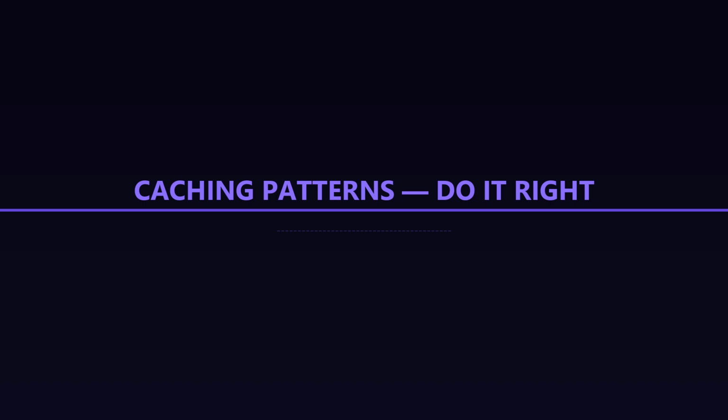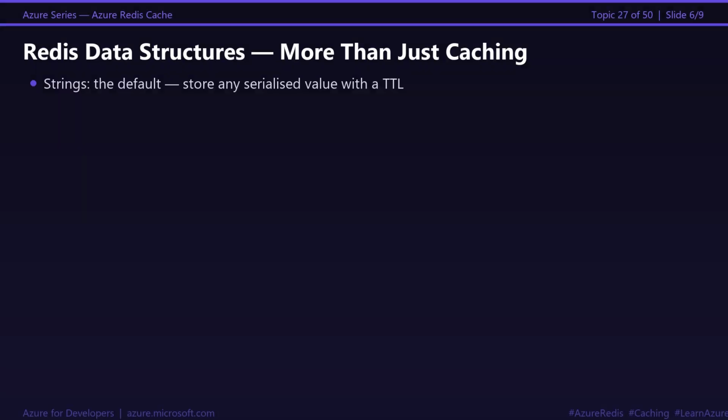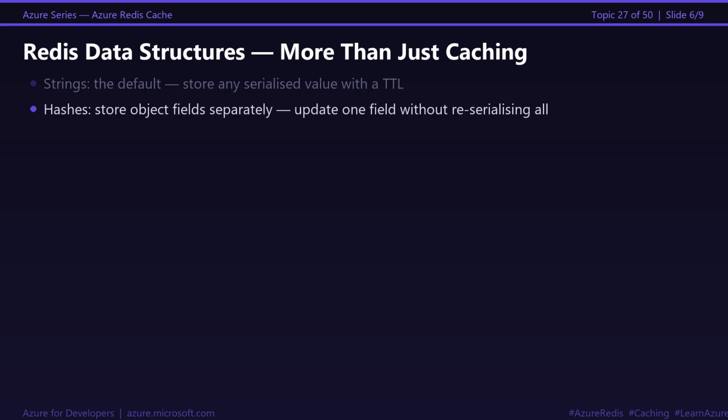Redis is more than a cache. Its data structures unlock several use cases. Hashes store objects field by field. Instead of serializing a whole user object, store each field separately. Update the user's last login time without touching the rest of the object. Efficient. Atomic. No overfetching.